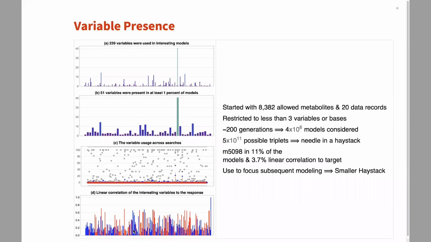So this is a variable that's pretty cool, 5098. If I look at just strictly linear correlation, to see how good my fine motor control is, it's in 3.7%, just strictly from a linear standpoint. It's not something that would pass threshold if you were doing an initial cut based on correlation, okay?